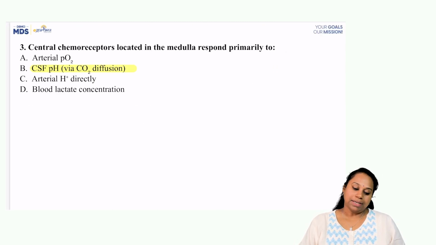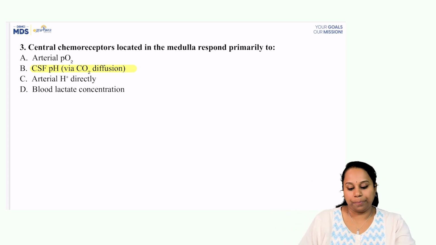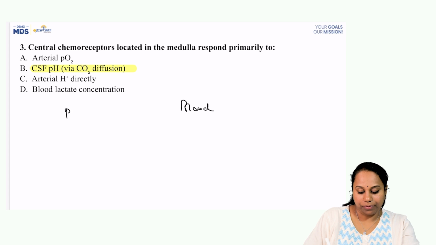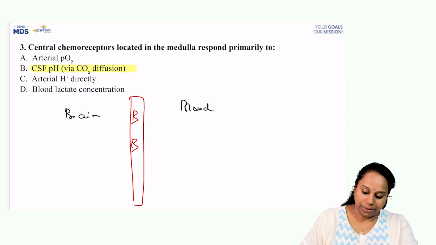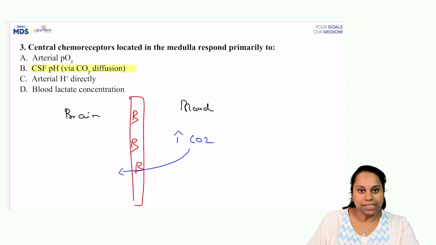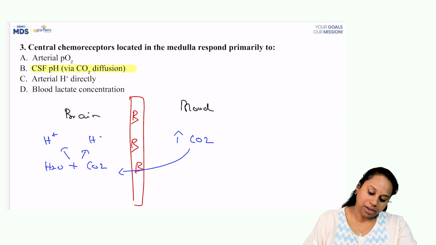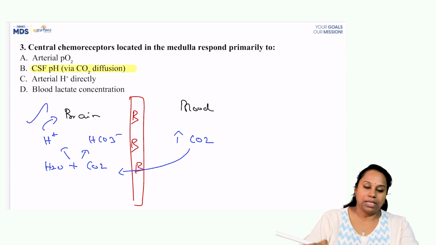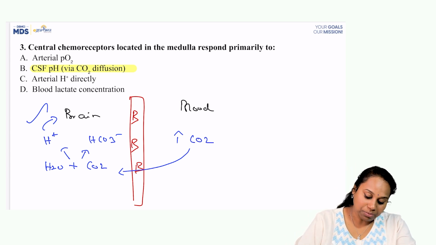Question number 3. Central chemoreceptors located in the medulla respond primarily to. Central chemoreceptors are located in your brain. If this is the blood and this is the brain, in between you have the blood-brain barrier. Whenever there is an increase in carbon dioxide in the blood, this carbon dioxide diffuses into the brain and CO2 combines with water to form H plus and bicarbonate, and this H plus is a very potent stimulator of the central chemoreceptors present in the brain.